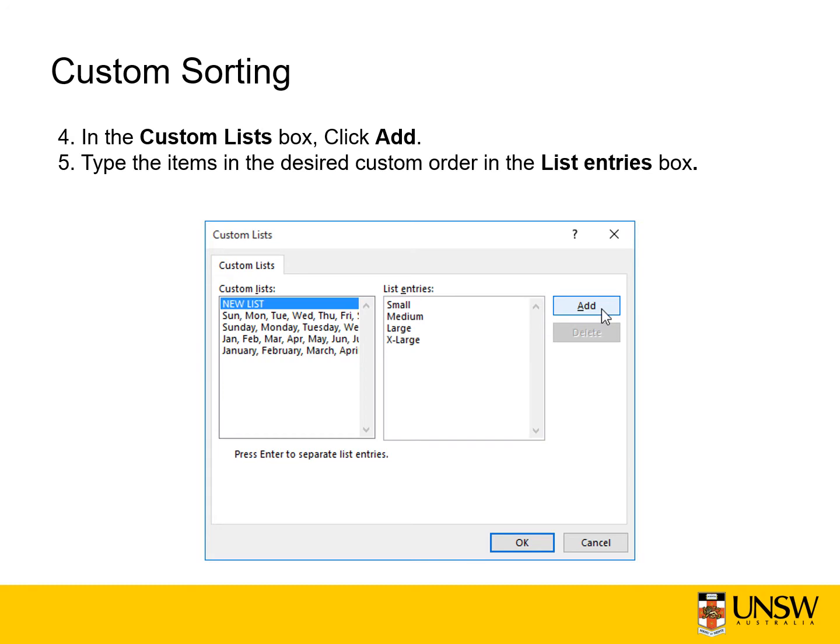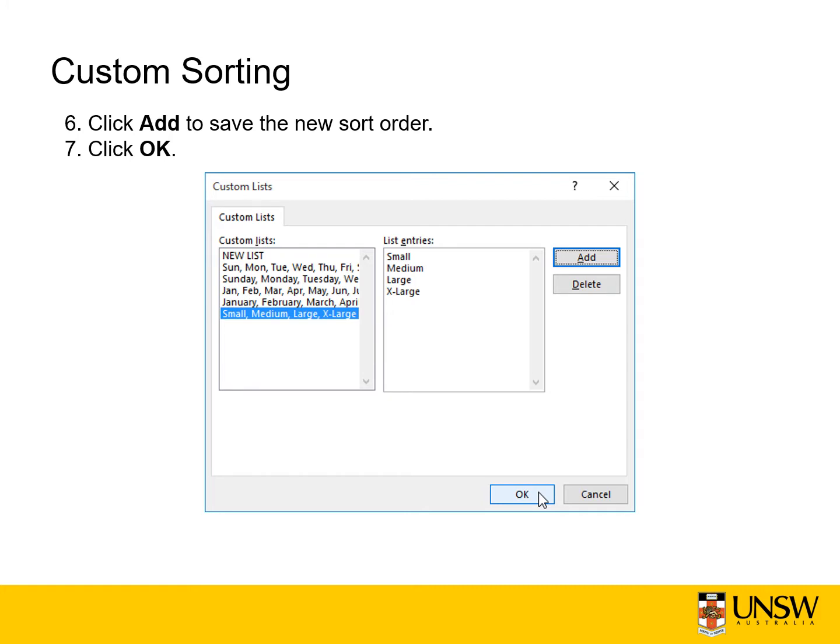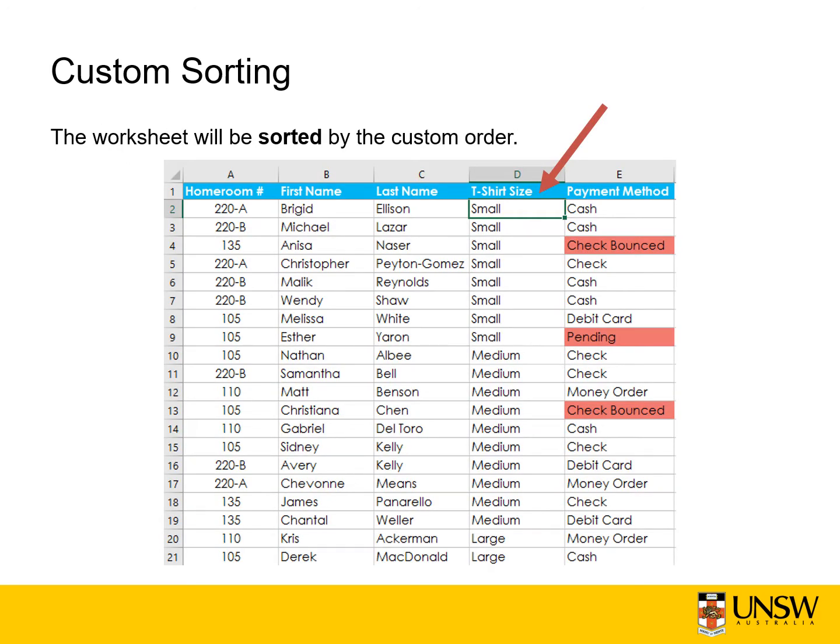Select New List from the Custom List box and type the items in the desired custom order in the list box. In our example, we want to sort our data by t-shirt size from smallest to largest. So we will type small, medium, large, and X large. Finally, click Add to save the new sort order. The new list will be added to the custom list box. Make sure the list that you created is selected, then click OK. As can be seen here, the worksheet is now organized by t-shirt size from smallest to largest.